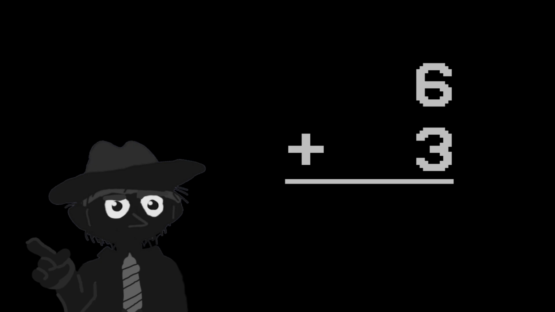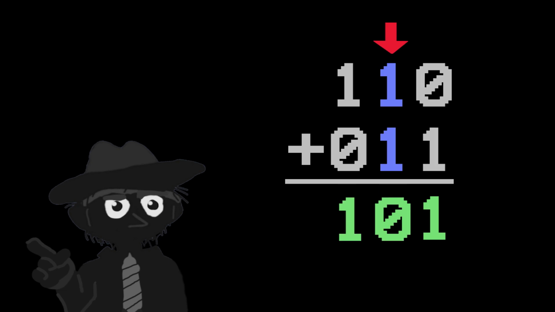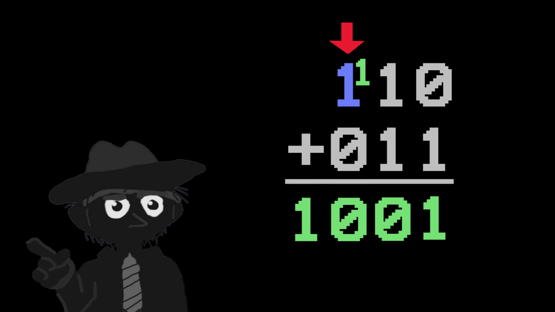Let's say we want to add 6 plus 3. In binary, that would look like this. So we go across the columns left to right, adding the individual bits. First we have 0 plus 1, so we get 1. Then we have 1 plus 1, which is 2. But the 2 in binary is 1, 0, so we put the 0 there and carry the 1 to the next column, so we have 1 plus 1 again here, which is 1, 0. So we get the answer 1, 0, 0, 1, which is 9.